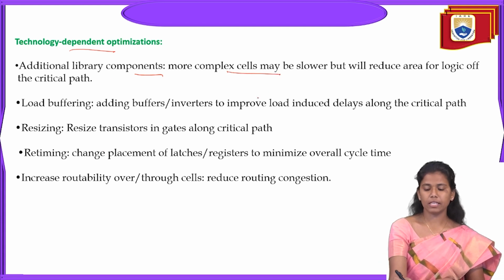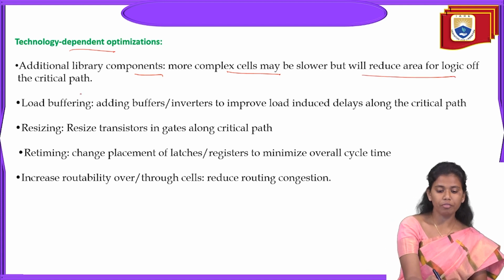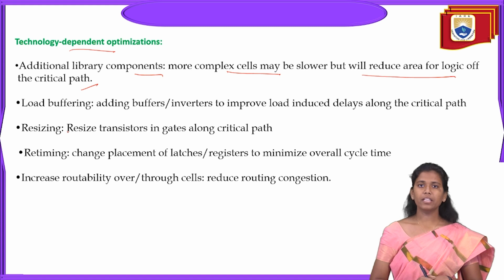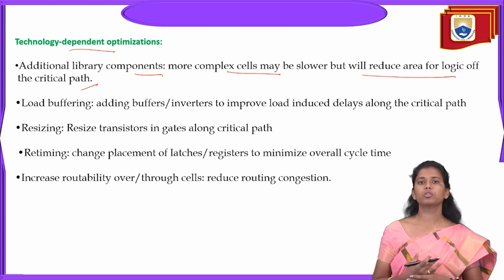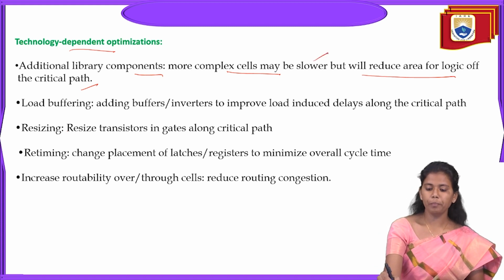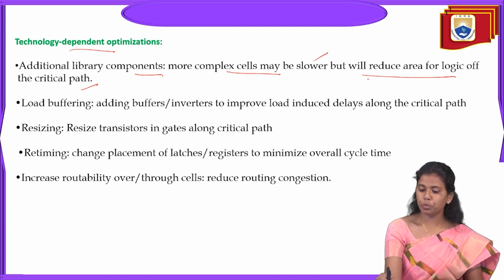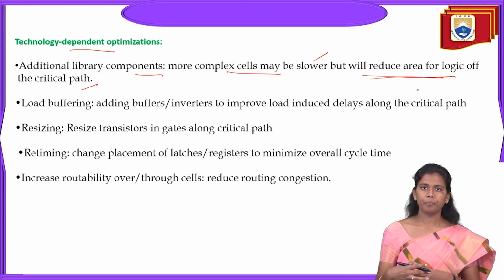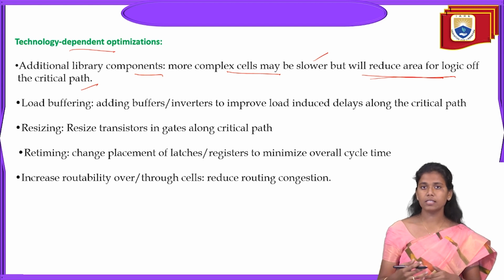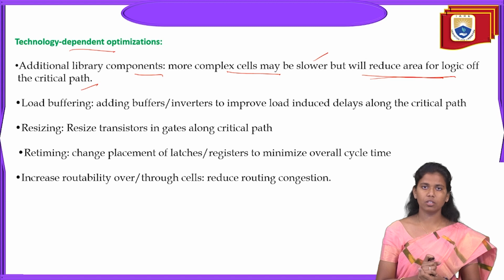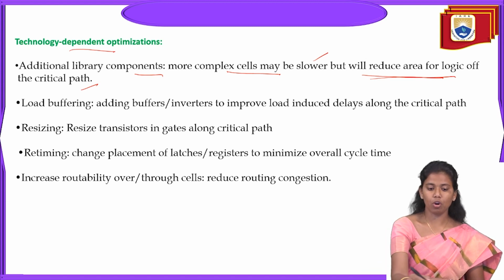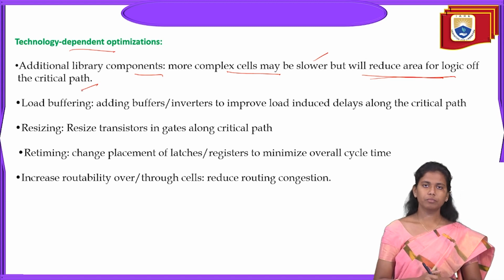More complex cells may be slower, but will reduce the area of logic and the critical path. So here, in the additional library, the complex cells may be slower, but they will reduce the area. One of the disadvantages is the swiftness. Though it is slow, it reduces the area, which is the advantage, right? So it reduces the area for logic and the critical path.